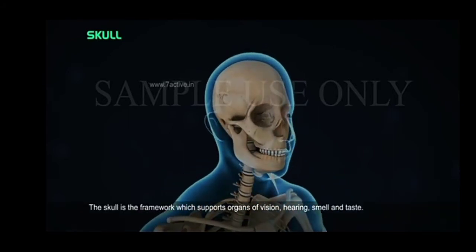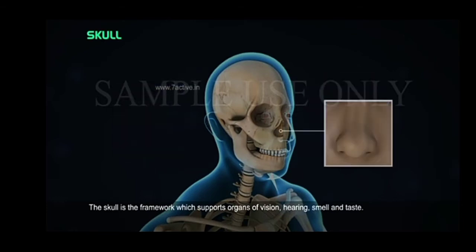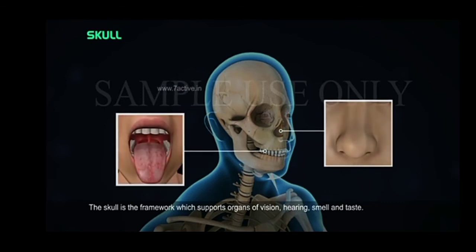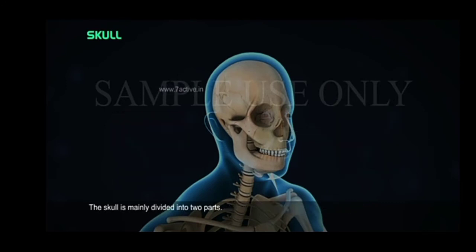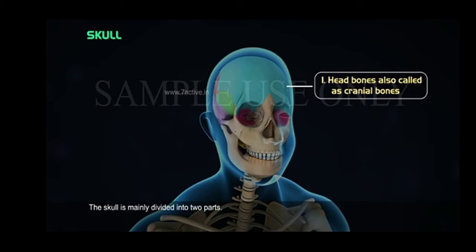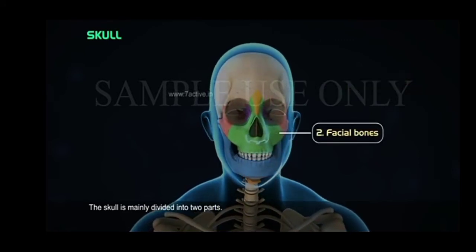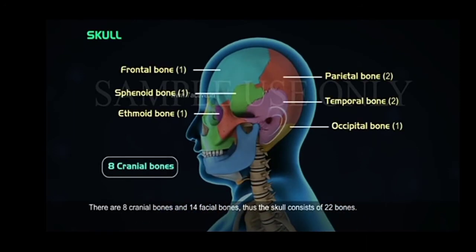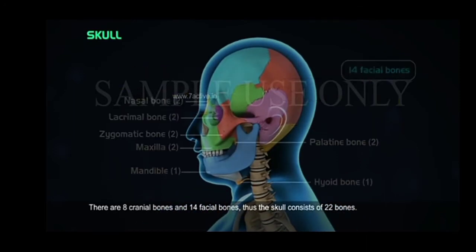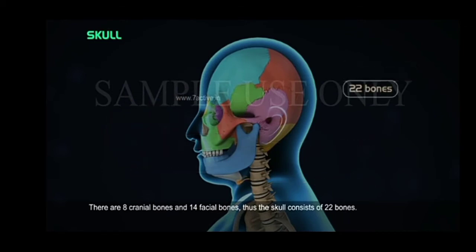The skull is the framework which supports organs of vision, hearing, smell, and taste. The skull is mainly divided into two parts. First, head bones, also called cranial bones. Second one, facial bones. There are 8 cranial bones and 14 facial bones, thus the skull consists of 22 bones.